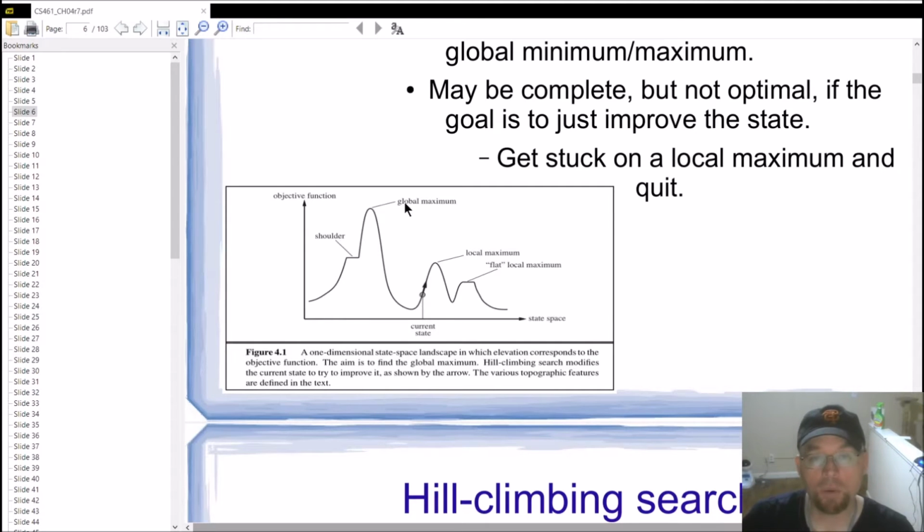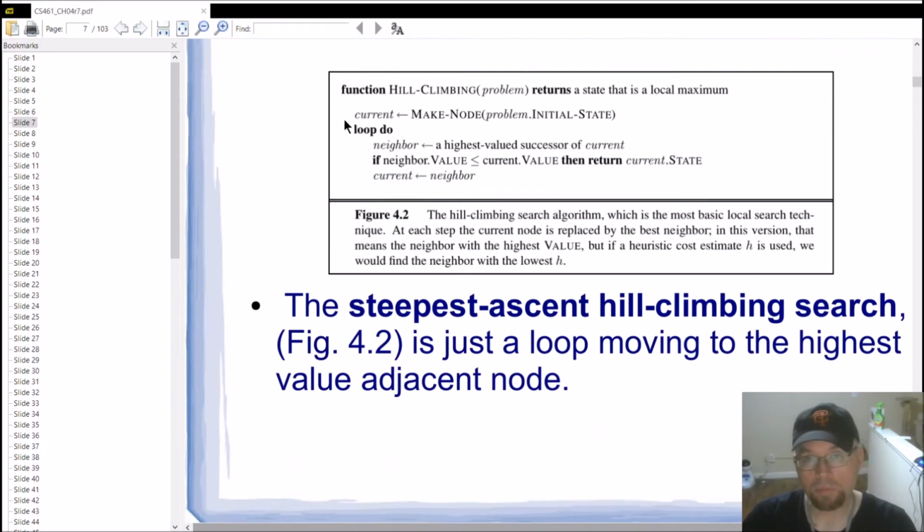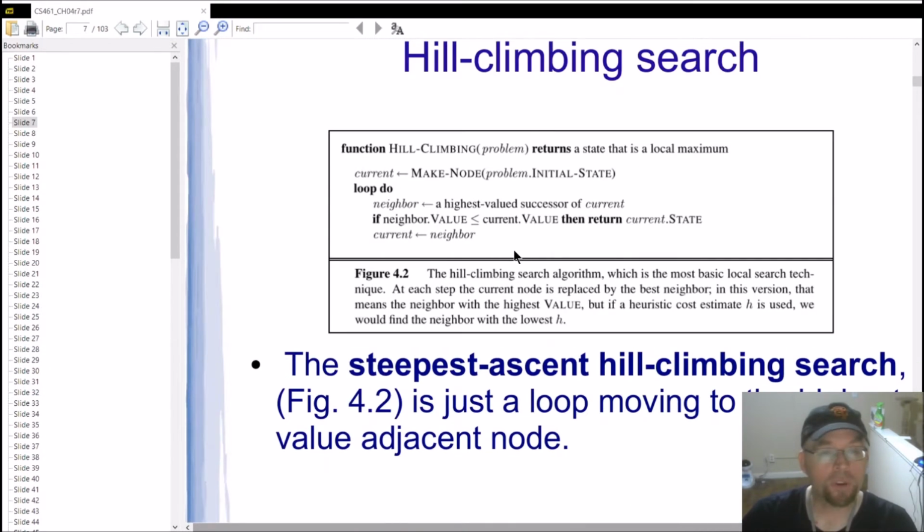Okay, so this is what we're talking about. I'll draw you a picture of this here in a second. All right, so figure 4.2 is giving you a very, very simple, incomplete overview of how this works. Okay, so remember in chapter 3, we had the tree search algorithm, and then we had the graph search, right?